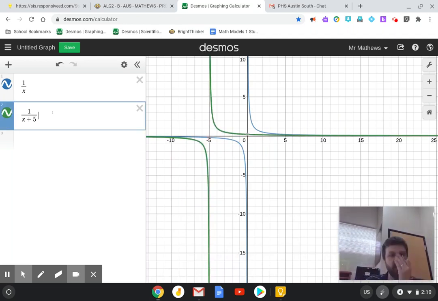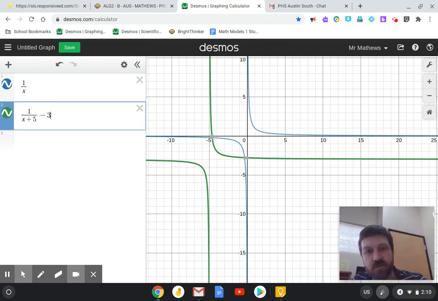And I can combine these. What if I did a +5 and a -3 on the end? So now the graph has been moved where the center is now -5 and -3. It's down there. So you can combine the different types of shifts.